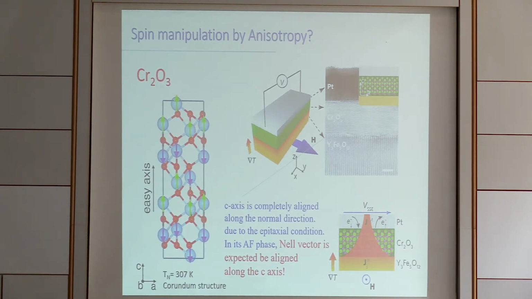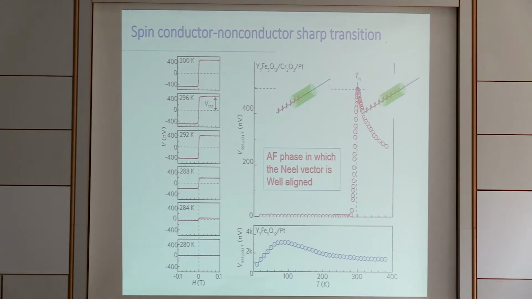So the c-axis is completely aligned in the normal direction. So the magnetic anisotropy direction is aligned in this direction. So the Néel vector is aligned in this direction. So in this configuration, we can expect that the Néel vector is very aligned along the c-axis in the normal direction. So we measure the spin Seebeck effect in this material. Okay, so as usual, this is just the spin Seebeck effect without any magnetic layer. And in this material, we have a sudden change of the spin current signal at the Néel temperature, very steep.